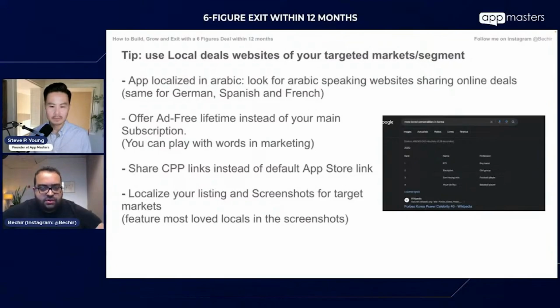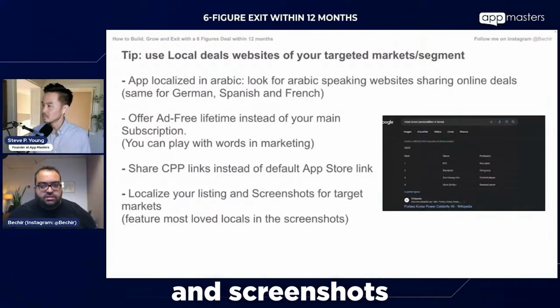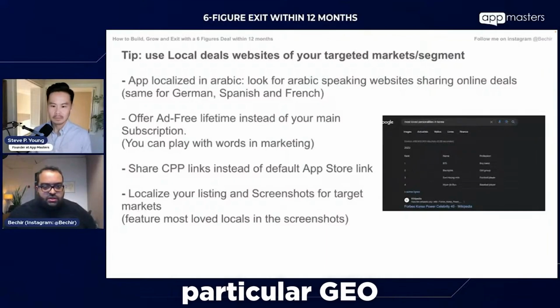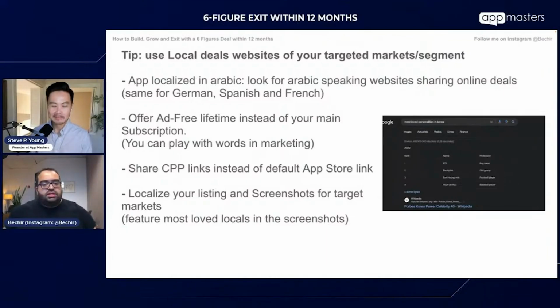So my recommendation for everyone, if you need to increase your downloads from across the world, localize your listings and screenshots specifically. And in the screenshots, try to include famous people or loved people within a particular geo. So it's more familiar, as you said.